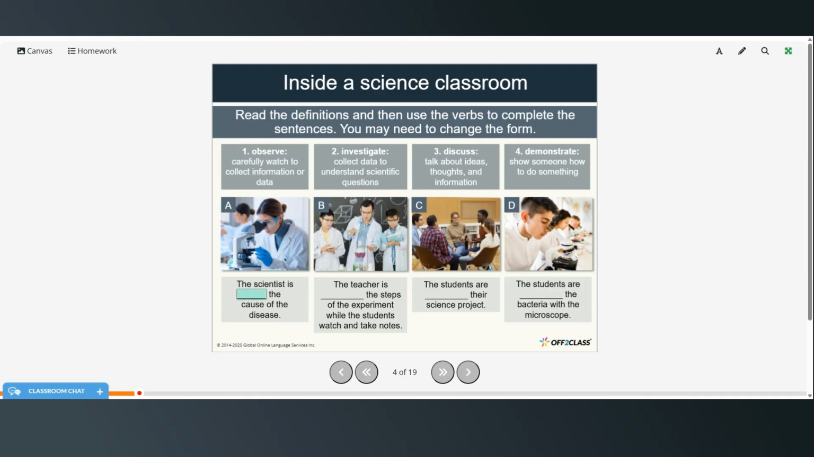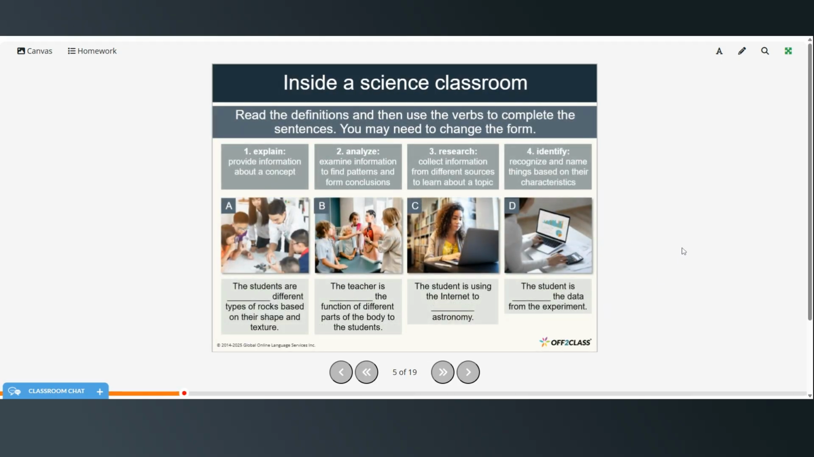Okay, so the scientist is probably, I would say, investigating the cause of the disease. The teacher is demonstrating the steps of the experiment while the students watch and take notes. The students are discussing their science project, and the students are observing the bacteria with the microscope.